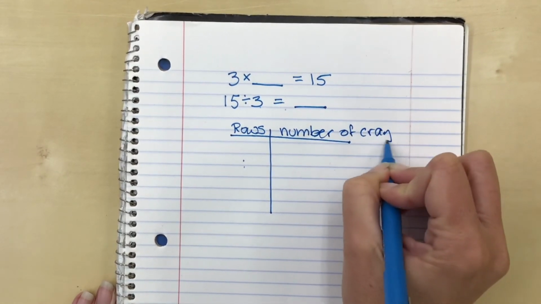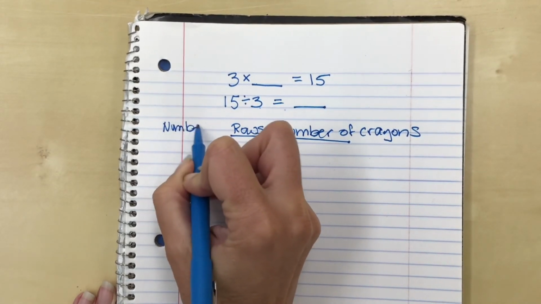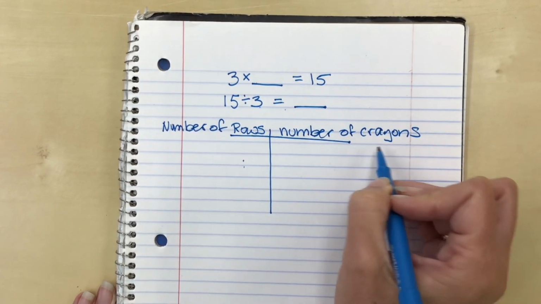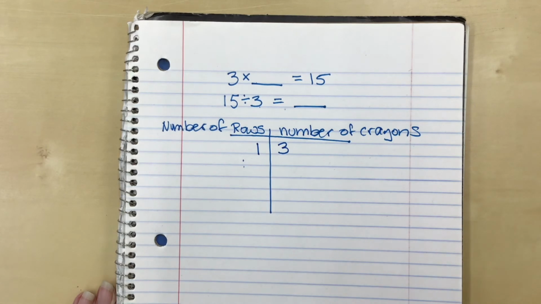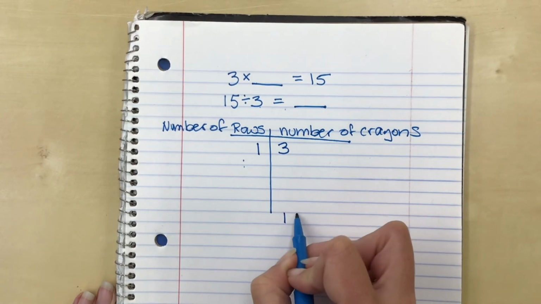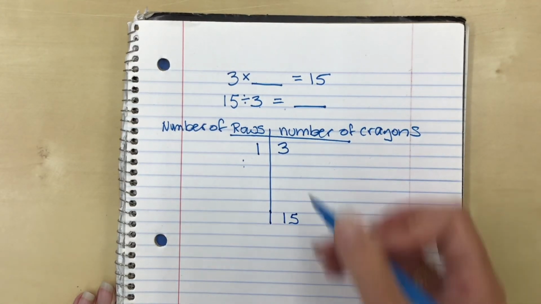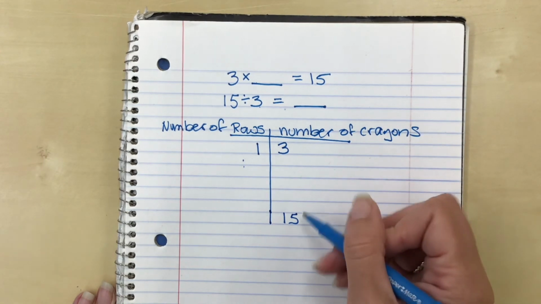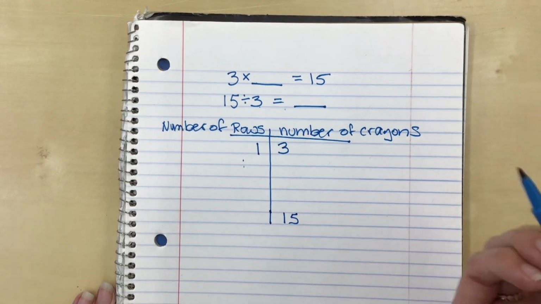And this would be number of rows. We've got the number of rows over here, the number of crayons. So we know we're going to start out with 1 and 3. And what we're trying to get to is 15 over here, down at the bottom. So we're going to do the work to get from 3 to 15. So we're skip counting by 3s or multiplying by 3s.